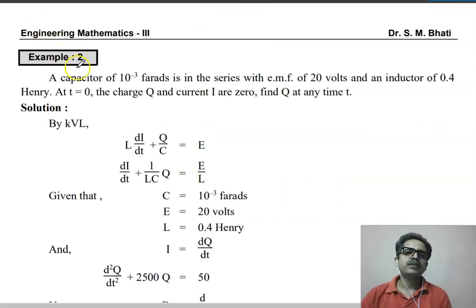Let's see now the second example. A capacitor of 10 raised to minus 3 farad is in series with an EMF of 20 volts and an inductor of 0.5 H. At time t equals 0, the charge Q and the current are 0. Find Q at any time t.